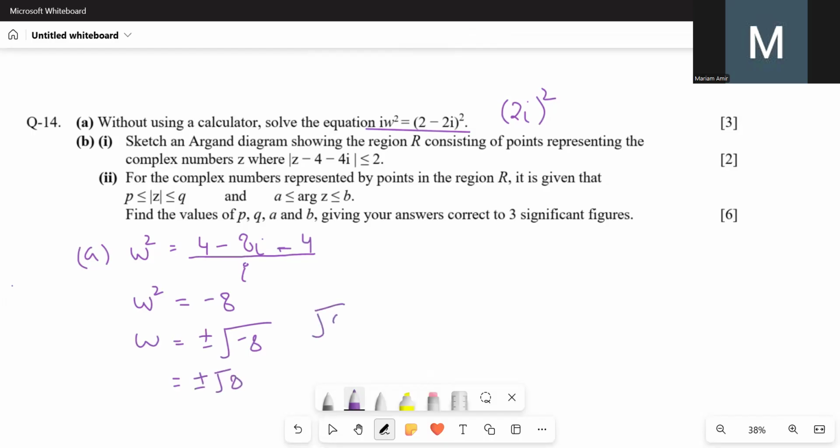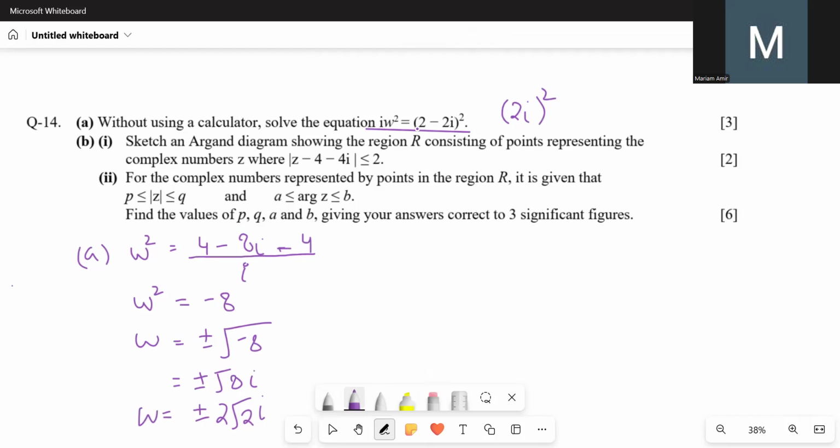We can write it as square root of 8 into square root of negative 1, and square root of negative 1 is iota. So iota, or we may also simplify this to 2 under root 2 iota. So this is what W is equal to.